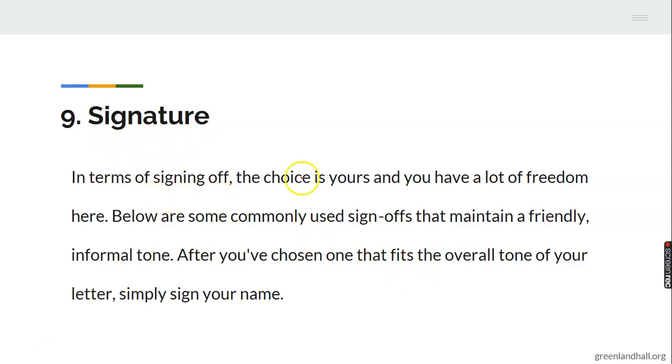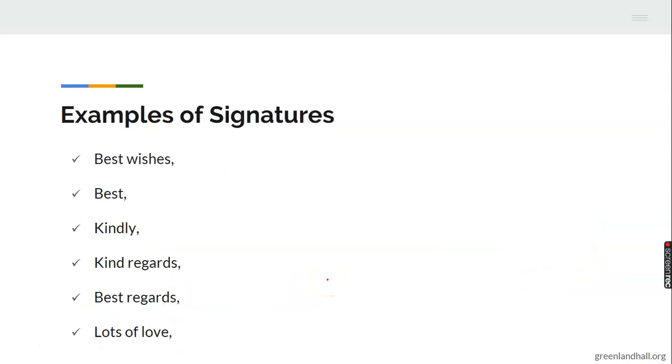In terms of signing off, the choice is yours and you have a lot of freedom in this aspect. It's not like a formal letter where you have to write your full name and your signature. So below are some commonly used sign-offs that maintain a friendly, informal tone. After you have chosen one that fits the overall tone of your letter, you simply sign your name. These are the examples: best wishes, best, kindly, kind regards, best regards, lots of love, and so on.